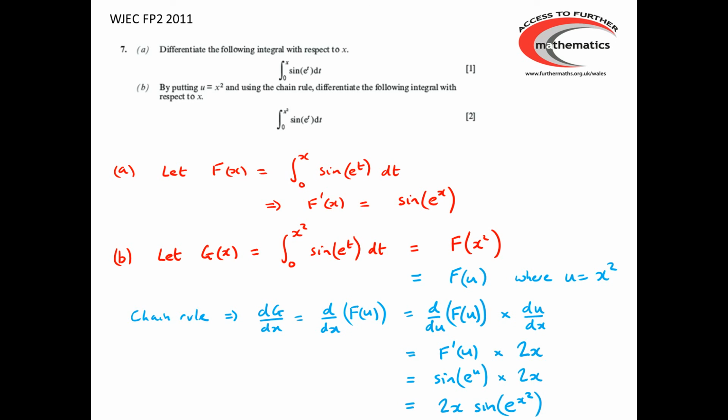Marking on this question, part A is just 1 mark for writing the answer down. Part B is a method mark for realising that this integral here is just F of x squared, and then making use of the chain rule to obtain the final answer for those 2 marks.